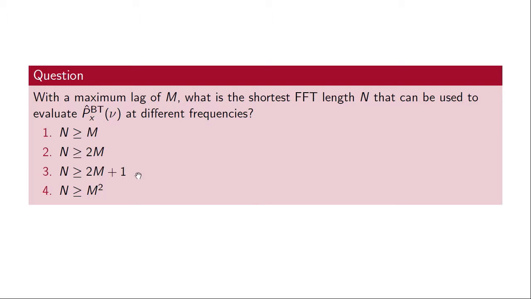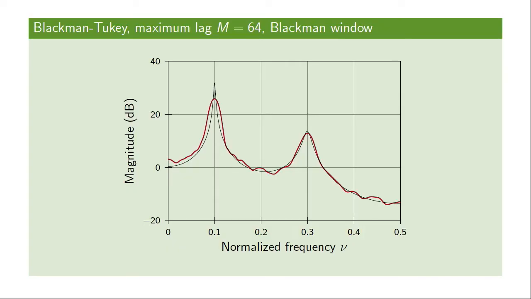The correct answer to the question is option number 3, so it has to be greater than 2 times the time lag plus 1. And the way to see that is that we're evaluating a discrete time Fourier transform of a sequence which has length 2m plus 1. So these are all the values where the sequence could be non-zero if we apply a maximum time lag of m. So our FFT has to be at least this long in order not to suffer from the circular convolution properties of the FFT.